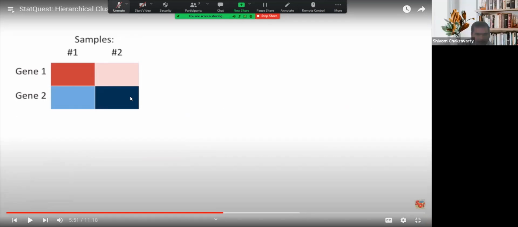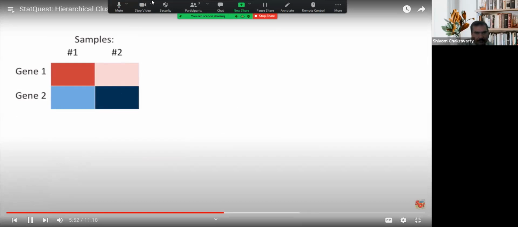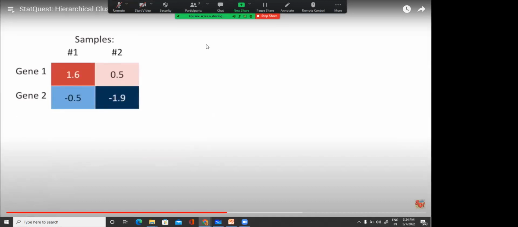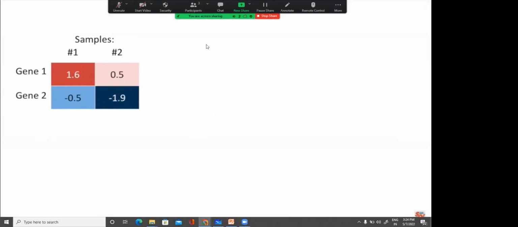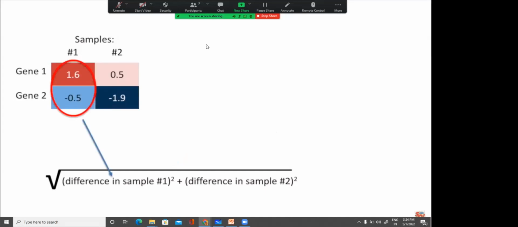So here is a numerical example where only part of the original data is shown. It is a very beautiful explanation, just listen. We'll use a very simple heat map that just has two samples and two genes. Now we're displaying the values that underlie the colors that we have in the heat map. The Euclidean distance between genes 1 and 2 is just the square root of the difference in sample number 1 squared plus the difference in sample number 2 squared. Here we'll just plug in the values for sample number 1.